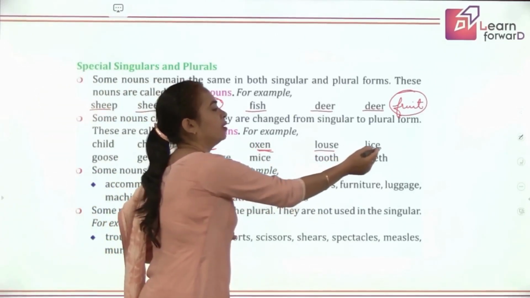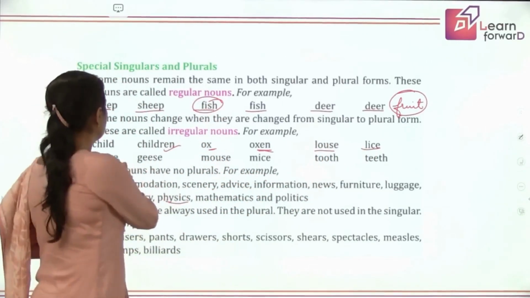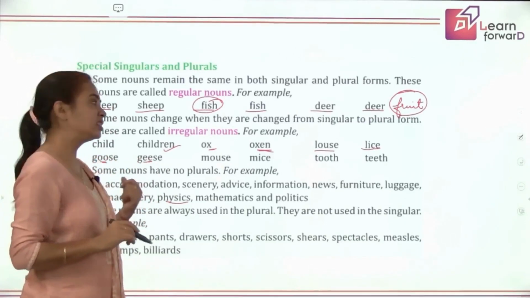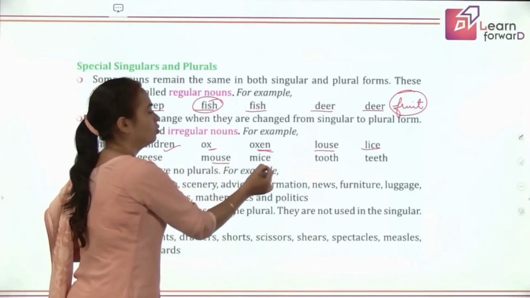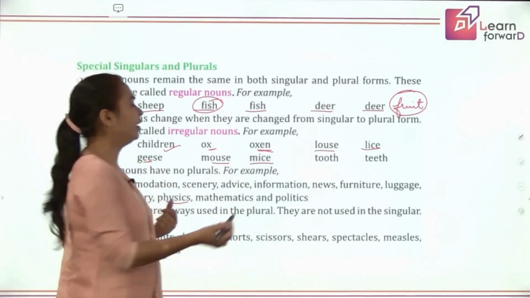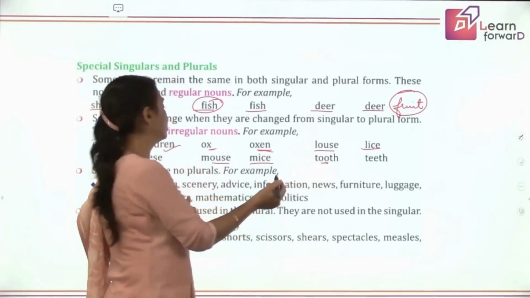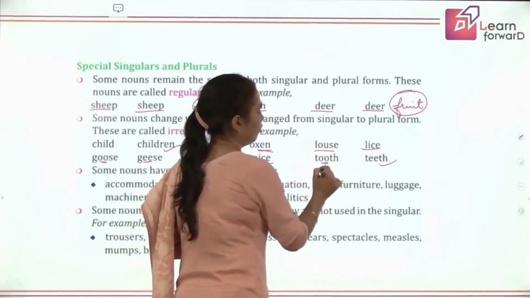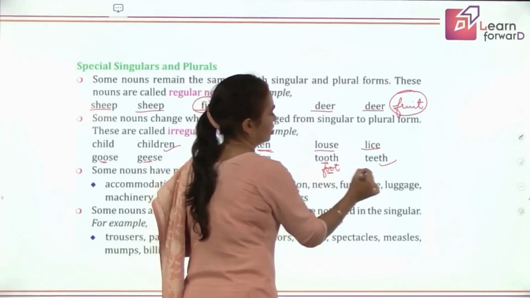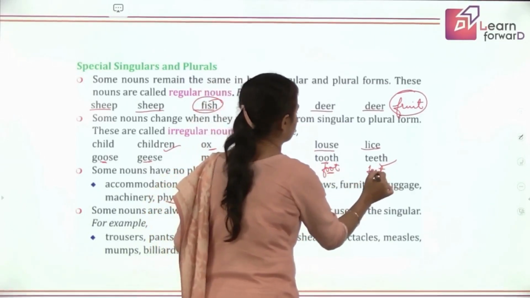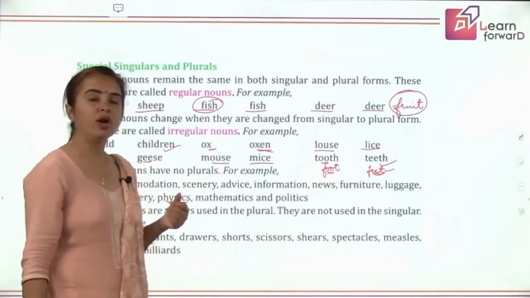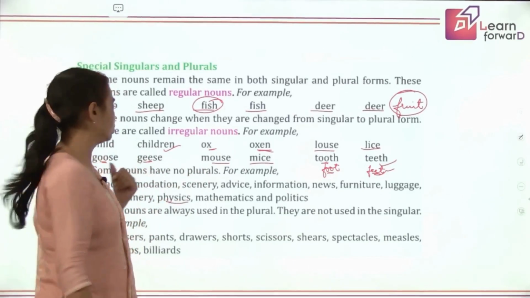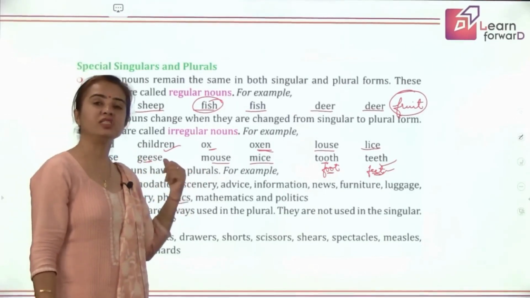Louse becomes lice. Goose becomes geese. The inner vowel, double O, is changed. Mouse, like louse, becomes mice. Fine. Tooth, again, like goose, the inner vowel changes to E and it becomes teeth. Similarly, foot, the inner vowel changes and it becomes feet. Right? So these are called irregular nouns because they are changing in an unusual way. But then, yes, the change is there, students.